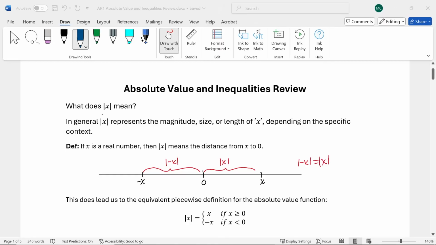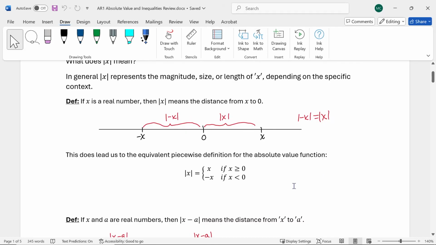What does the absolute value of x mean? Well, in general, the absolute value of x represents the magnitude, size, or length of x, depending on the specific context. So if we take a look here, our definition: if x is a real number, then the absolute value of x means the distance from x to 0. So we see here's 0. If we've got the number x or the number negative x, in both cases, the distance away from 0 is the same thing, right? So the absolute value of x and the absolute value of negative x are both equal here.